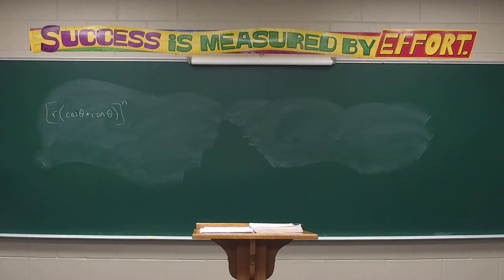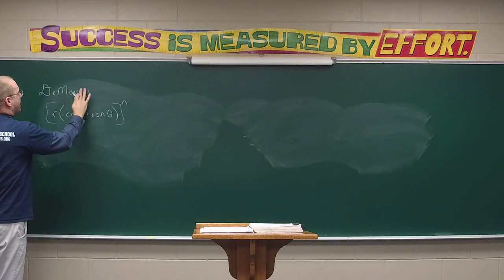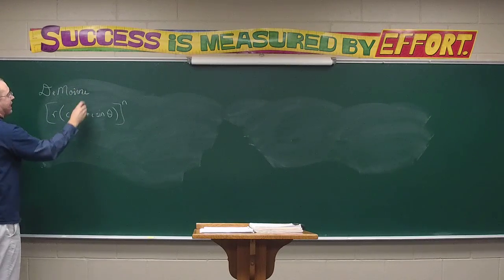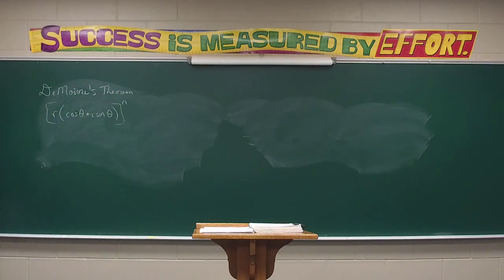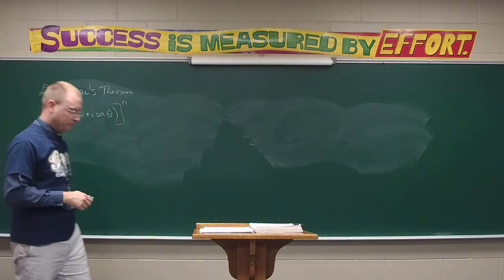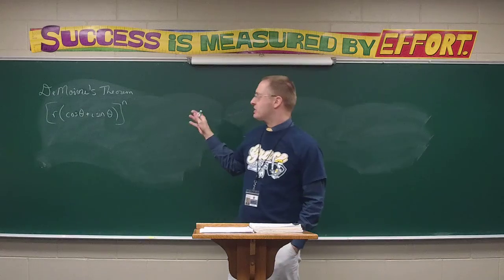This concept actually is called DeMoivre's theorem. If you go and add that to your note, named after the mathematician Abraham DeMoivre. I can't write a cursive R to save my life. DeMoivre's theorem. It's spelled D-E-M-O-I-V-R-E-S. It's in your textbook too, if you look back like a page or so. DeMoivre's theorem. And he's the first one who kind of came up with this concept.